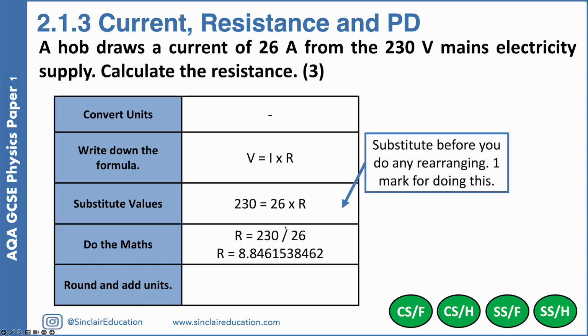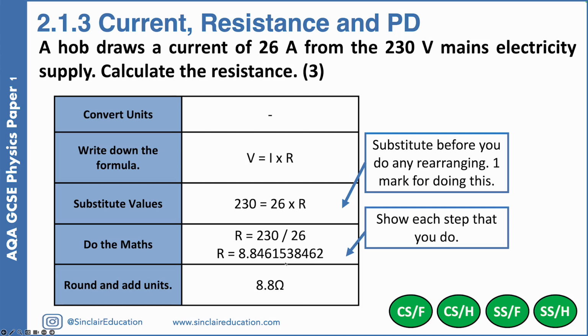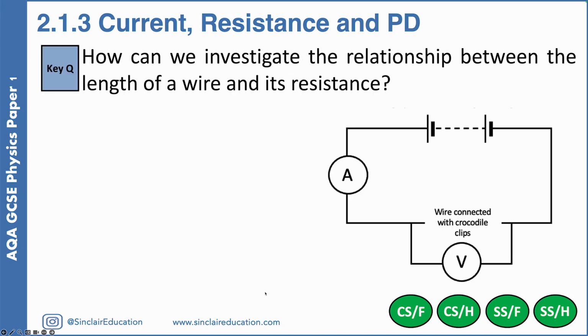Now in this case, resistance will end up as 230 divided by 26, which will give us this, which I'm going to round in this case to 8.8 ohms. We'll pick up on the required practicals around this in a later session, but you might be asked to investigate the relationship between length of wire and resistance.